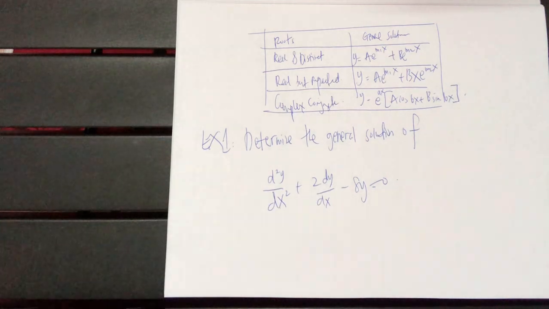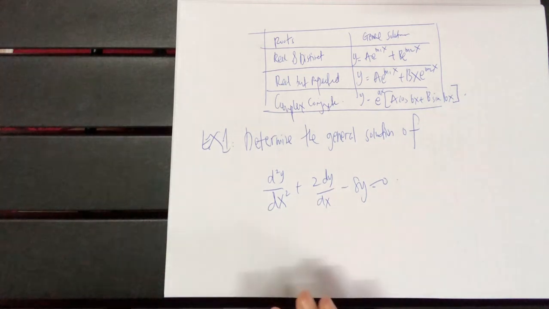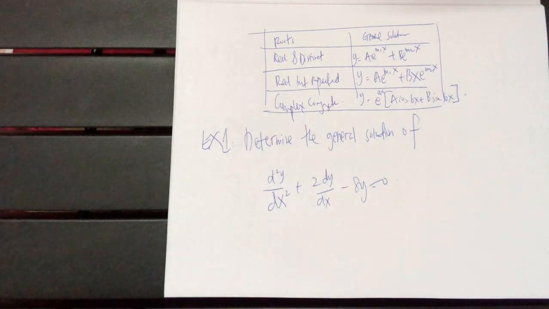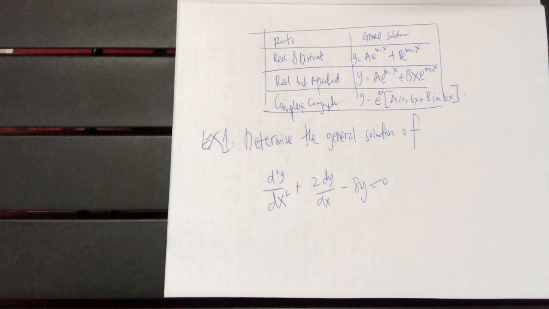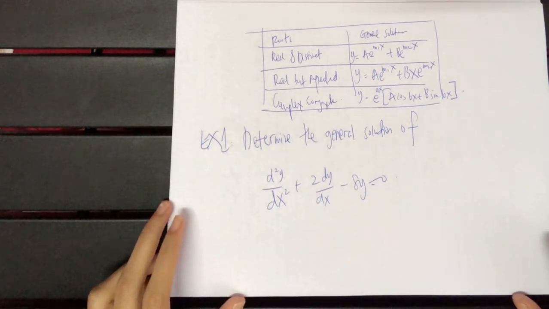Example 1. The question asks you to determine the general solution of this equation, d square y dx square plus 2 dy dx minus 8y equal to 0. Still remember what I said before? In the previous video, I said that the first thing you should do is check whether your f(x) is 0 or not. If it's 0, that means it's homogeneous. If it's not equal to 0, that means it's non-homogeneous. Since we are still in the chapter for homogeneous this week, this is a homogeneous equation. So just follow the steps that I mentioned before.